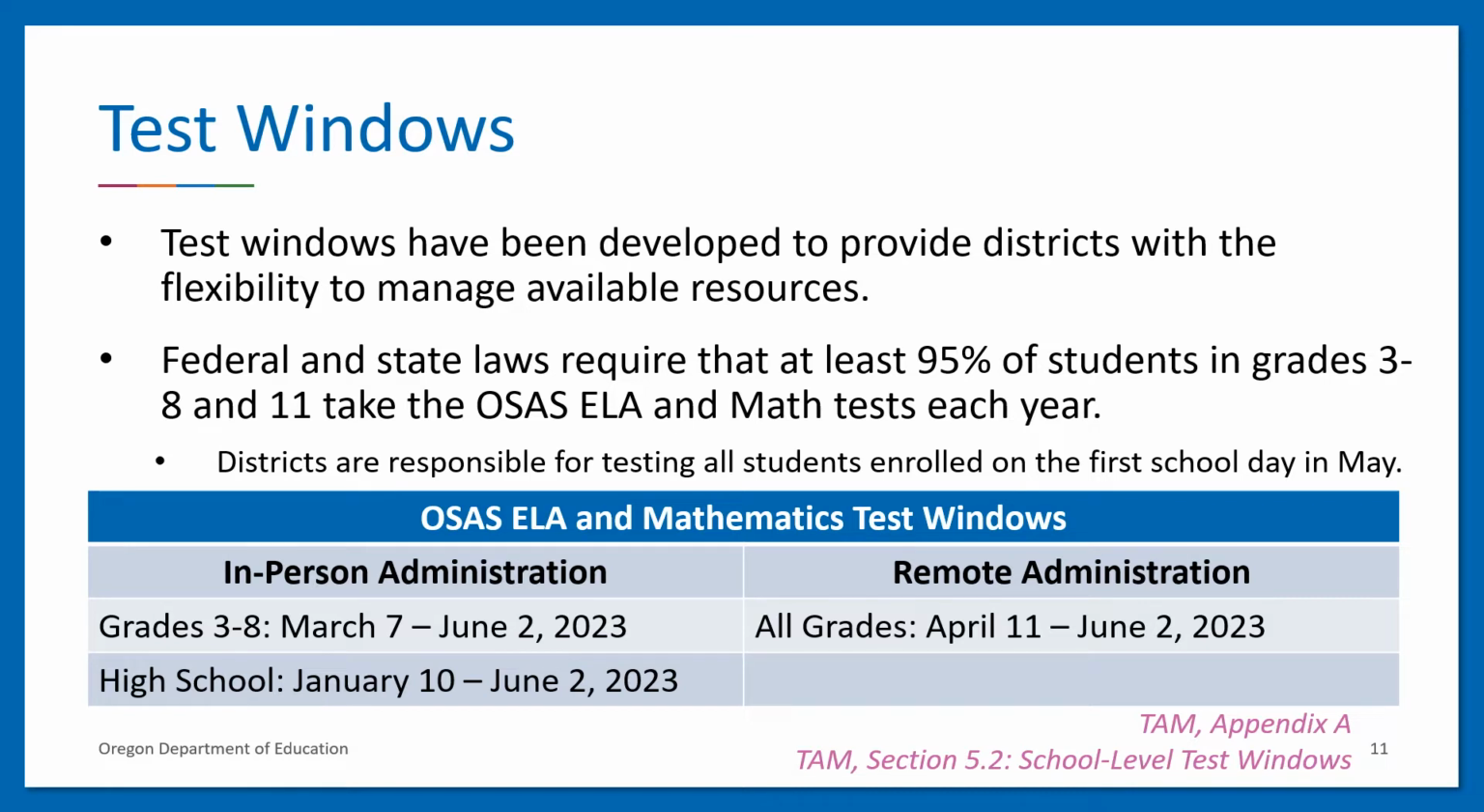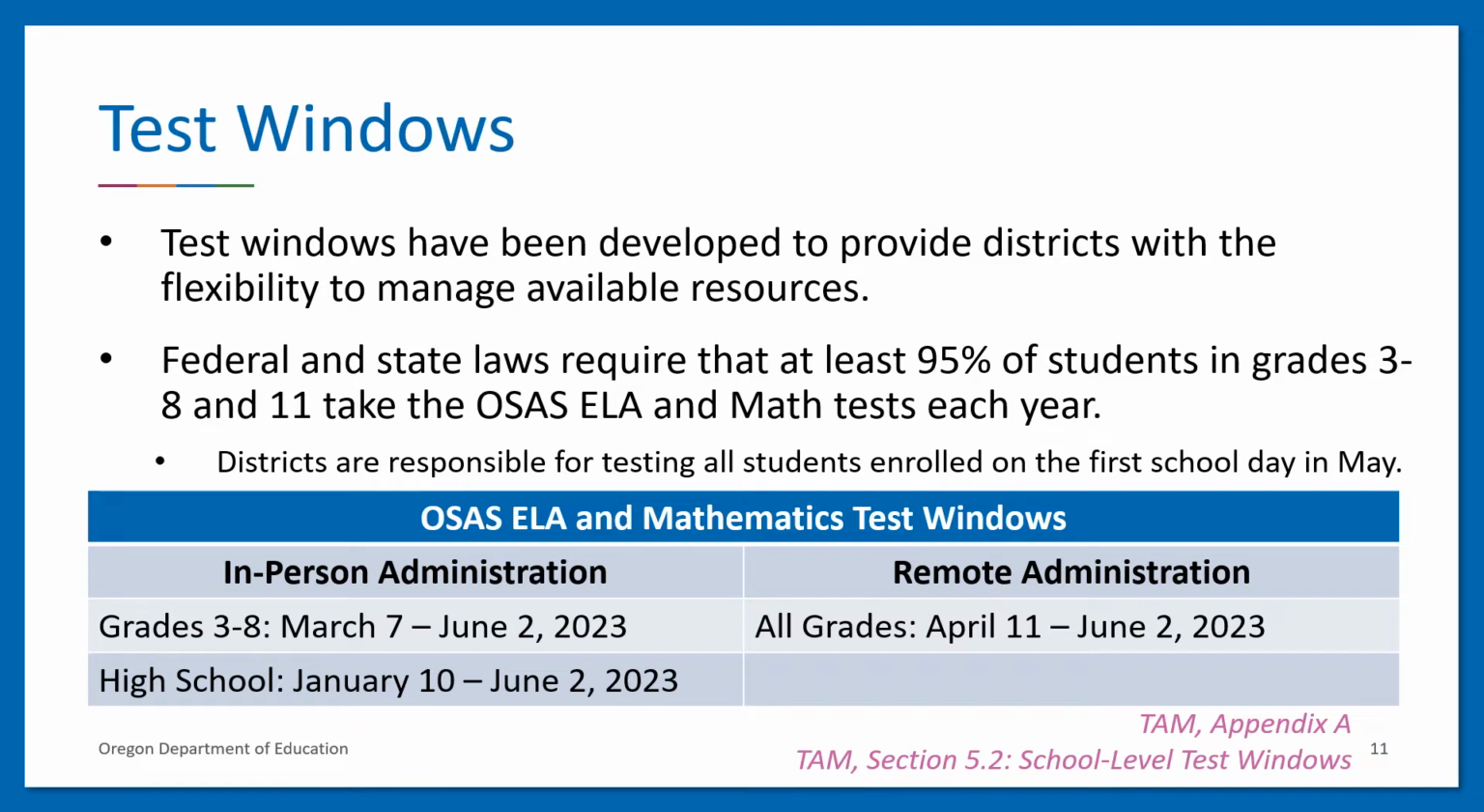Federal and state laws require that at least 95% of all students in grades 3 through 8 and 11 participate in state testing in ELA and Math each school year. The statewide test windows for the current school year are shown here. Schools are responsible for testing all students enrolled on the first school day in May. Students who enroll after the first school day in May will not be included in the school's accountability calculations. However, they still may be tested.